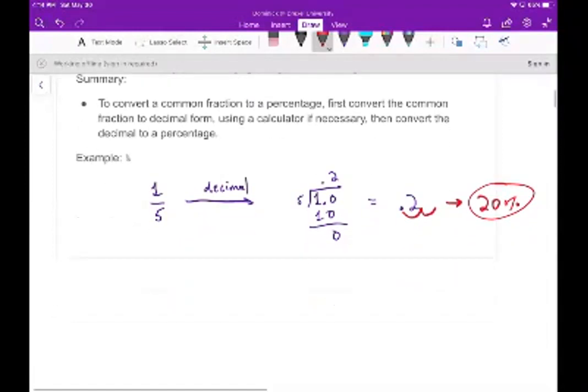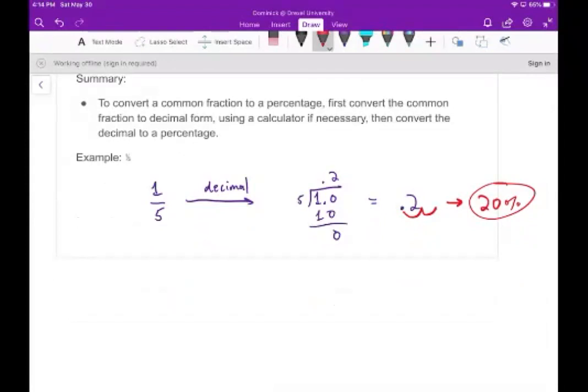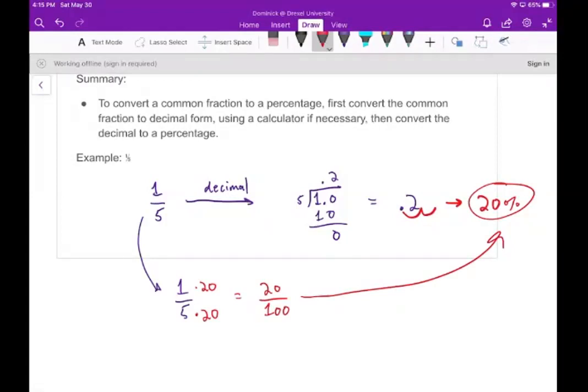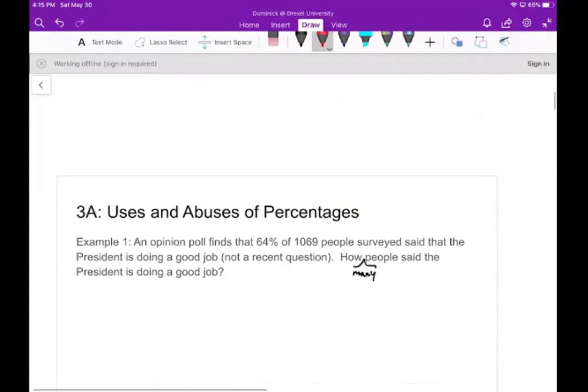Right? Now, another way that you could have done this, if you're not comfortable with the long division method, is there a way that you can multiply the top and bottom of this fraction so that the bottom number is 100? And of course, you can multiply the top and the bottom by 20, and that will give you 20 over 100, which you can also get 20% that way as well. All right, so those are some basic computations with percentages there.